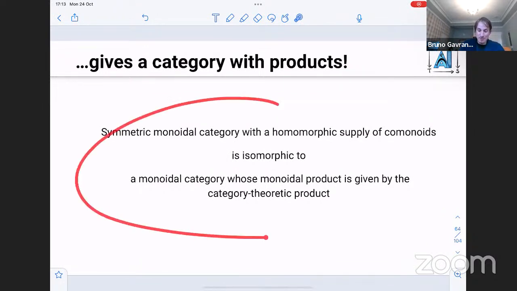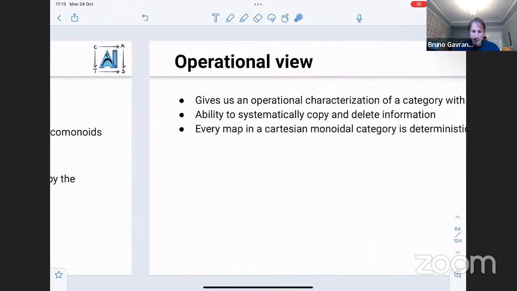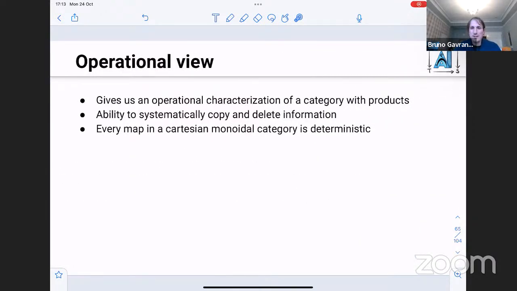So this is a very interesting theorem that tells you any symmetric monoidal category where you can systematically copy and delete things is isomorphic to the category-theoretic product that Peter mentioned here. This is quite an interesting result, and allows you to think about this. Why I like this is because it gives us an operational characterization of the category of products, and allows us to think about these tangible things of copying and deleting information.